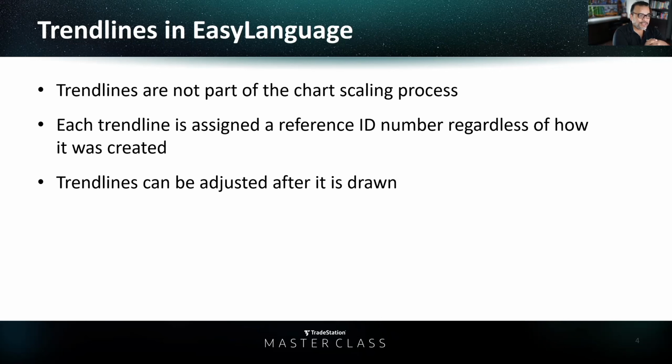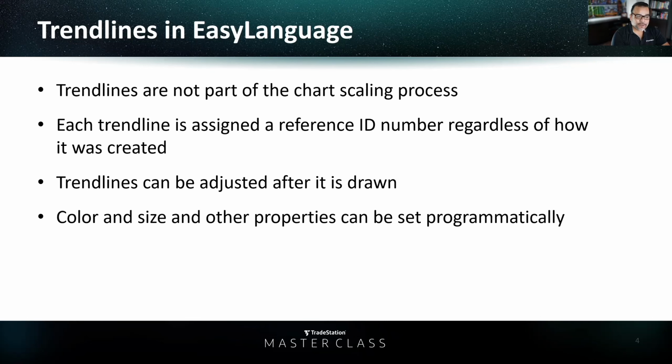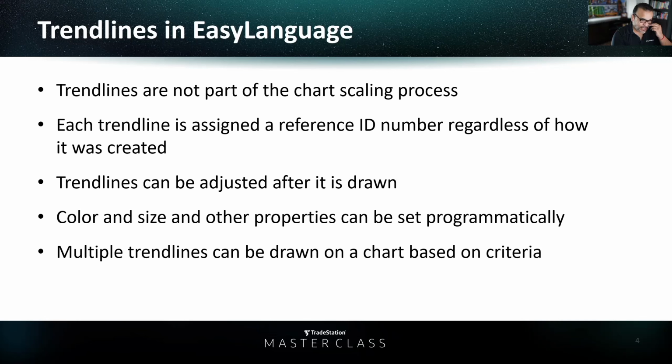But you can also adjust the trend line programmatically, and we're going to take a look at what reserved words you have to use to do that. The color and the size and other properties can be set programmatically as well. Multiple trend lines can be drawn on a chart based on criteria. So the code that we're going to see not only works on just one trend line. Programmatically, you can have multiple trend lines appear on the chart. You can also change the size, the color, the extension, and move the trend line around. All that can be controlled by EasyLanguage.